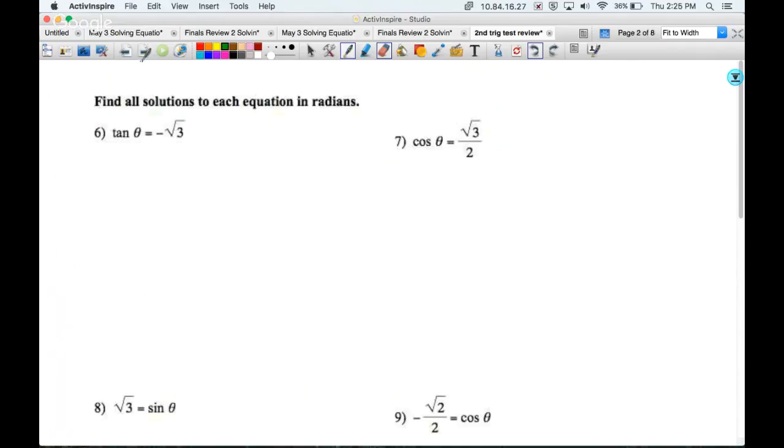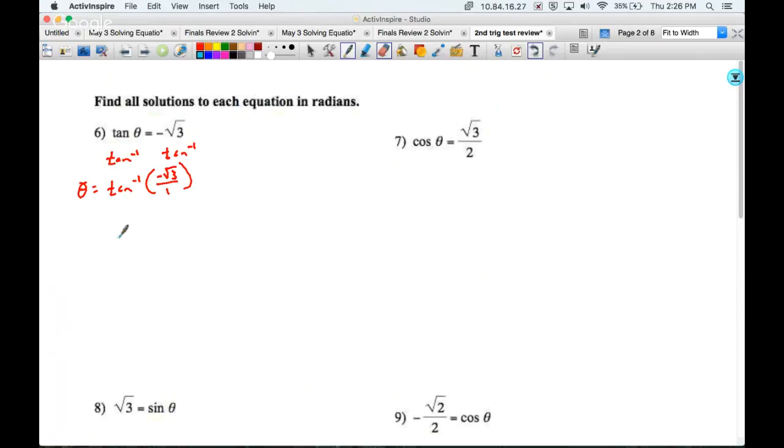Moving on, find solutions to each equation in radians. To do this, I'm going to need to use inverse trig functions, and also draw some pictures. Let's start with number 6. I take the inverse tangent of both sides. Now I have theta equals the inverse tangent of negative square root of 3. I'm going to make that a negative square root of 3 over 1 because it's a lot easier to work with if it's a fraction.